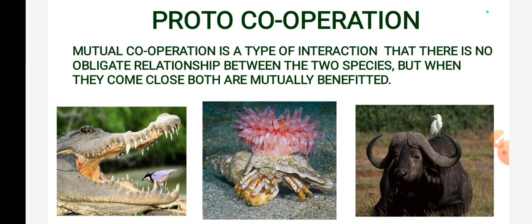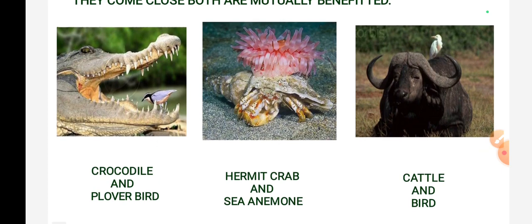Protocooperation is a type of interaction in which there is no obligate relationship between the two species, but when they come close, both are mutually benefited. Example, crocodile and plover bird. Then hermit crab and sea anemone. Then next one, cattle and bird.